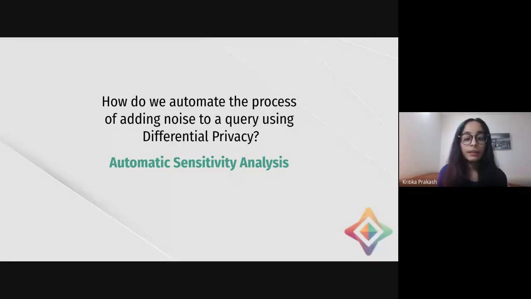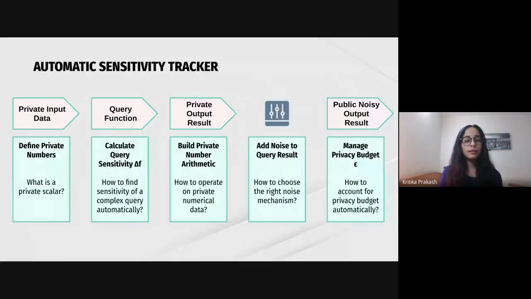And so this is a typical pipeline where you have input data, which is private and cannot be revealed to everyone. You pass that through a query function, and you finally get a result, which is still private because it's still easy to infer properties about the users or the participants in the data based on this output result. So what you do is you tweak it a bit or you add noise, and finally you have a noisy output result, which you can publish publicly.